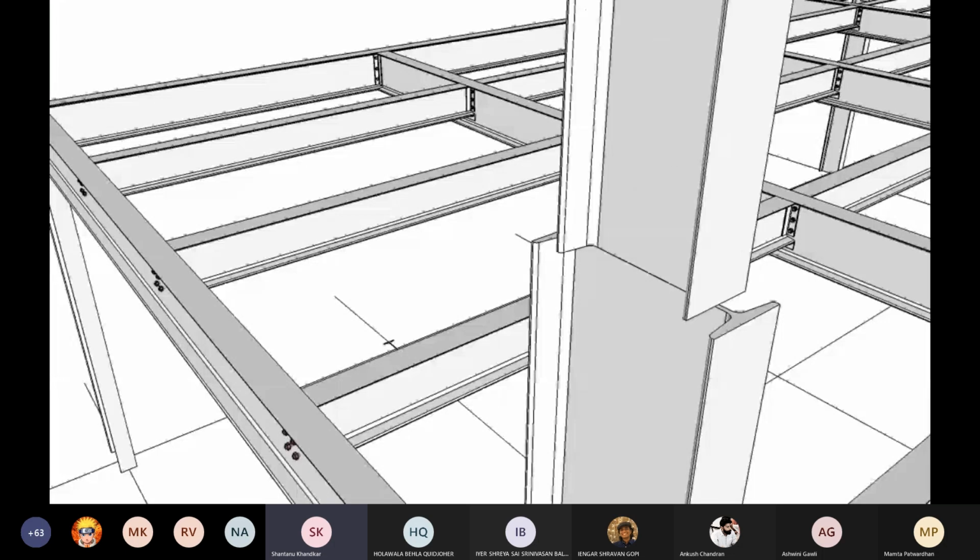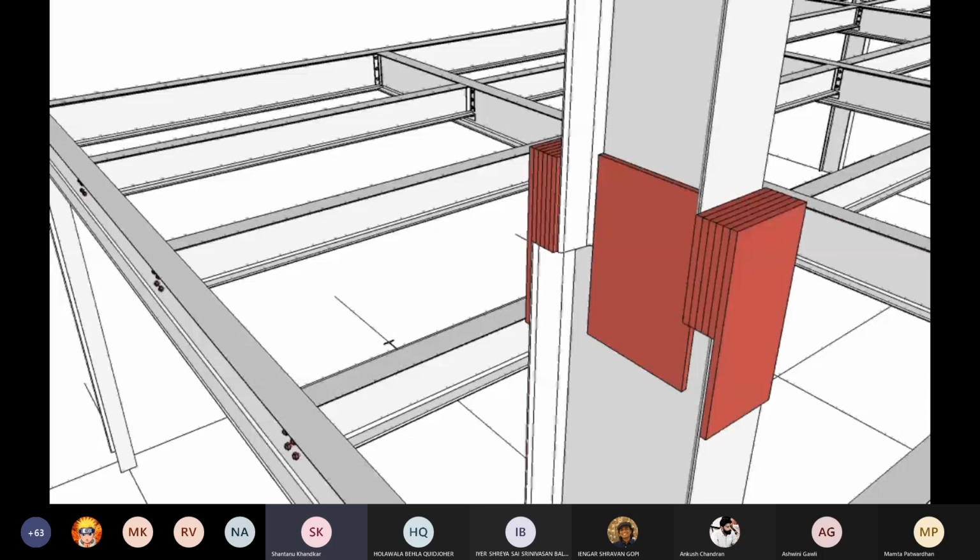You have the main column, the second column, which is smaller than the first column, the base plate on the flange, the web, the second base plate along with the packing plates along the flanges. And then we have the bolts.